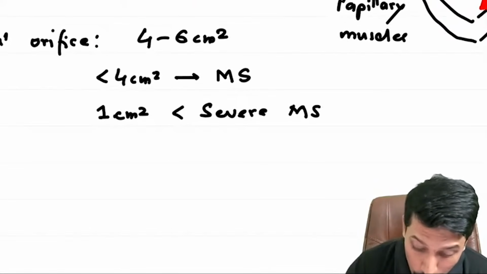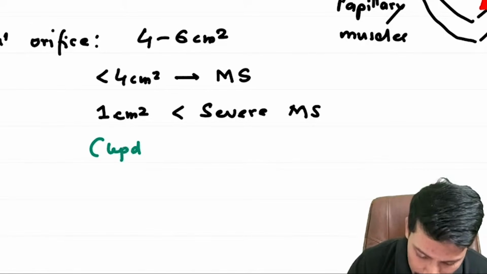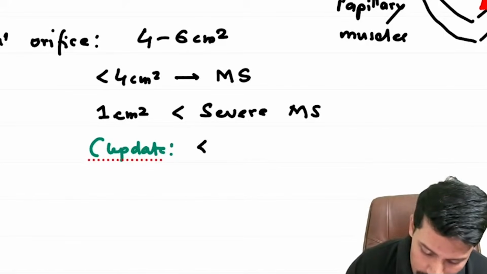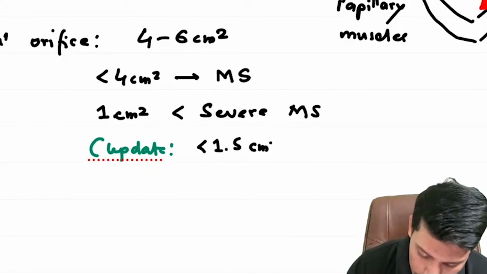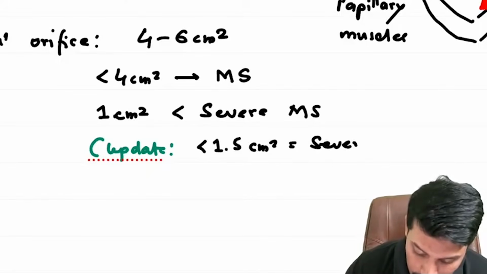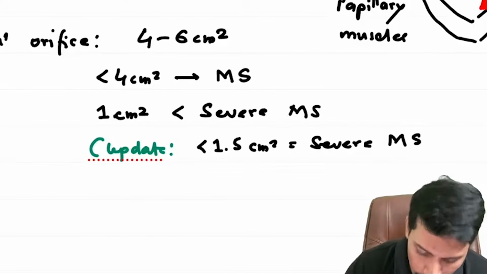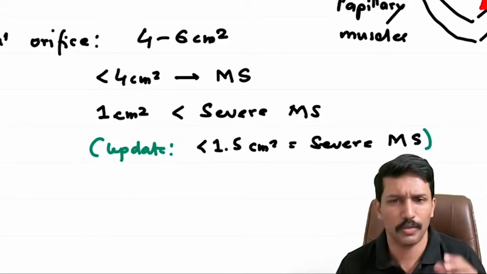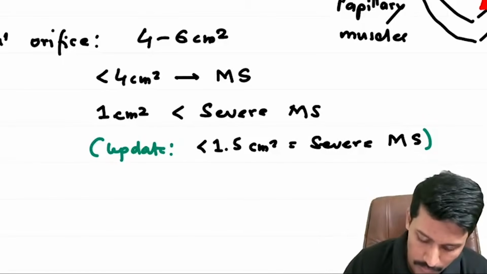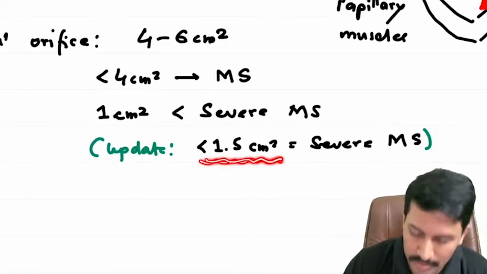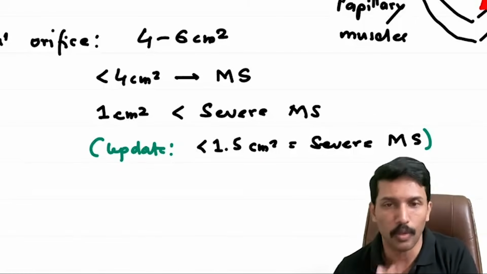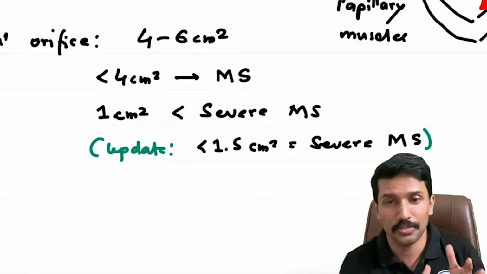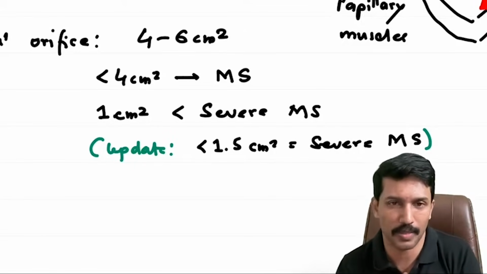But I also want you to be aware, you need not write it, but I want you to be aware that in Harrison, he mentions less than 1.5 centimeter square as severe mitral stenosis in the current edition. So there are logics and reasons behind that. At a UG level, you don't have to really bother, because generally mitral valve replacement or a procedure is considered when the orifice is less than 1.5 centimeter square. So that's why he labels it as severe. The traditional older textbooks mention 1 centimeter square as severe.